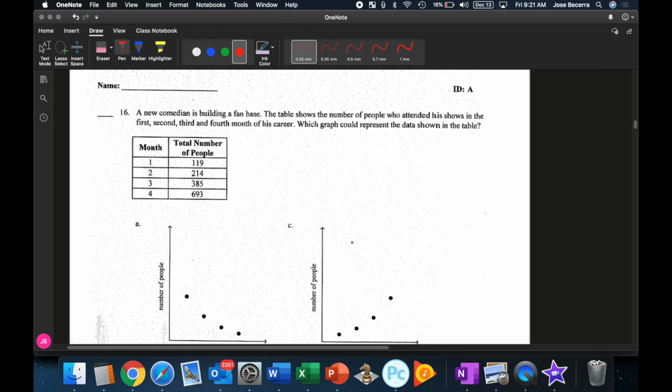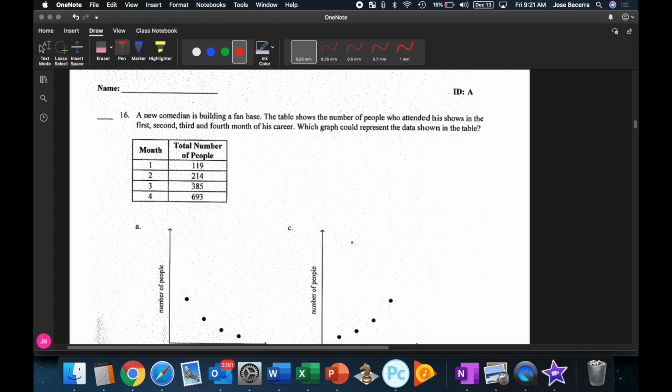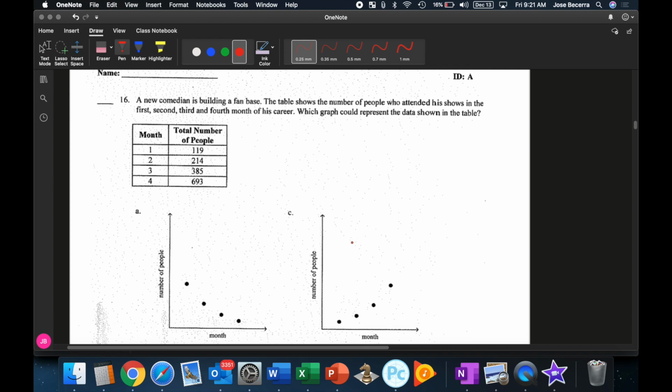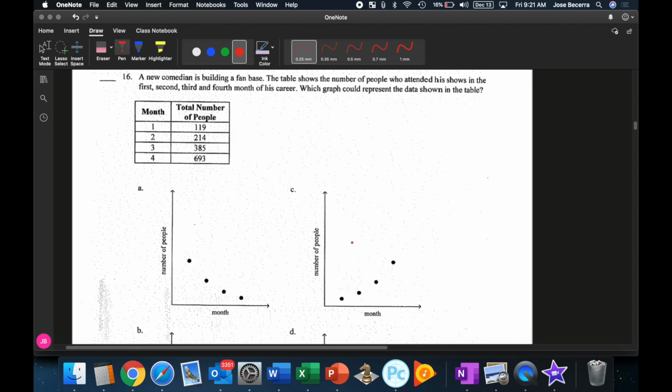Okay, this one says, a new comedian is building a fan base. The table shows the number of people who attended his show in the first, second, third, and fourth month of his career. Which graph could represent the data shown in this table? Okay, so first month is 119 people. Second month, did it increase or decrease? So it increased, and then it did what again? And then it increased again, and then it did what again? It increased by almost double, right?